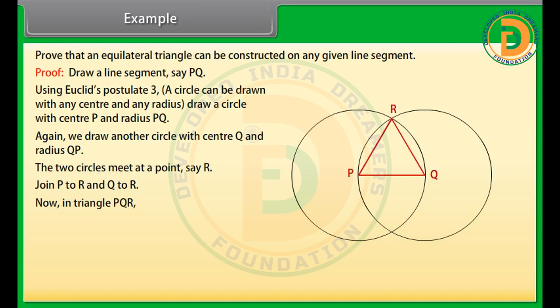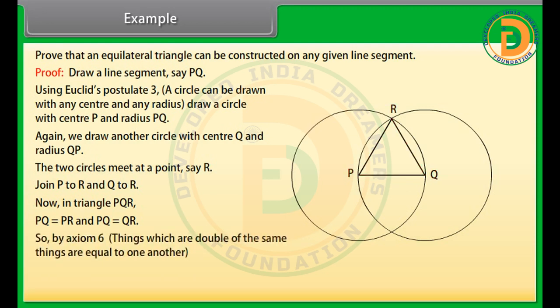Now, in triangle PQR, PQ is equal to PR and PQ is equal to QR. So, by axiom 1, things which are equal to the same thing are equal to one another, we get PQ = QR = PR. Hence, triangle PQR is an equilateral triangle.